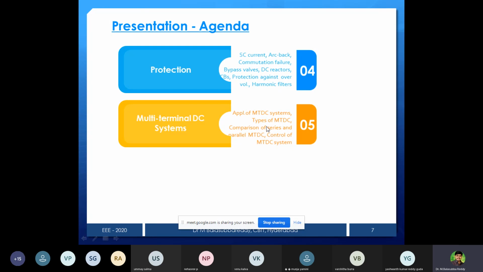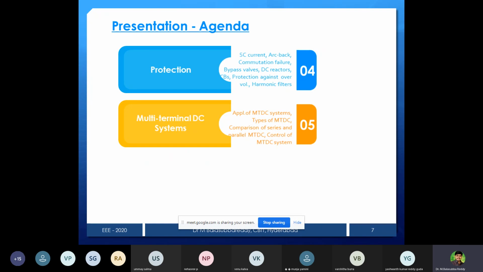That's what I mentioned here, types of MTDC and comparison of series and parallel MTDC, because there are two types broadly, if I call them MTDC systems: the series system as well as the parallel system. The parallel MTDC can further be divided into a radial system and a mesh system. So like that, series MTDC and parallel MTDC systems, we have to compare all these things. That will come under unit number 5, that is, a comparison of series and parallel MTDC systems. Individually you have to explain series and parallel, then compare the two systems, and we can close that unit.